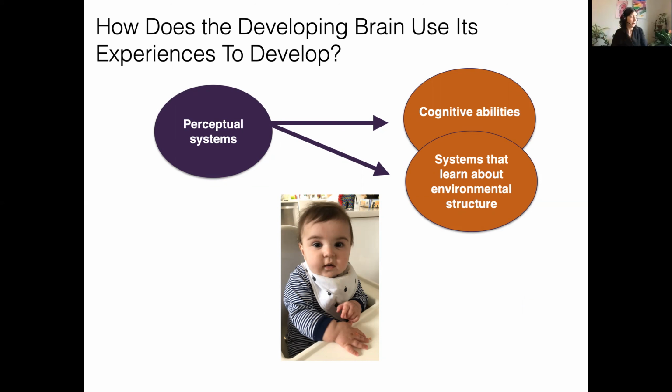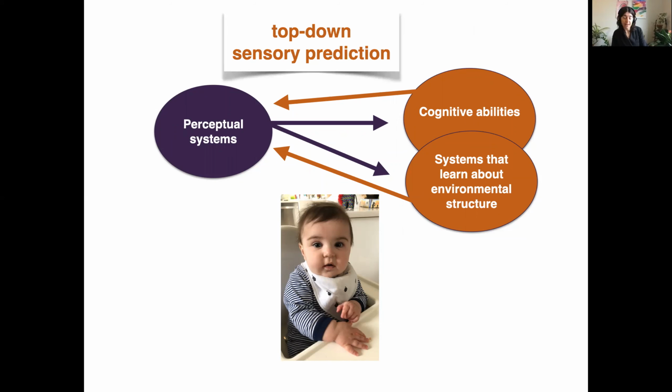And this is a 6-month-old baby here. And what we've generally been arguing is that in full-term populations, there's this feedback from cognitive abilities and systems that learn about environmental structure, and they affect perceptual systems. And we've been calling that top-down sensory prediction. We've been arguing that full-term babies have top-down sensory prediction pretty much from birth, and that this seems to be impaired when you're born very and extremely prematurely.